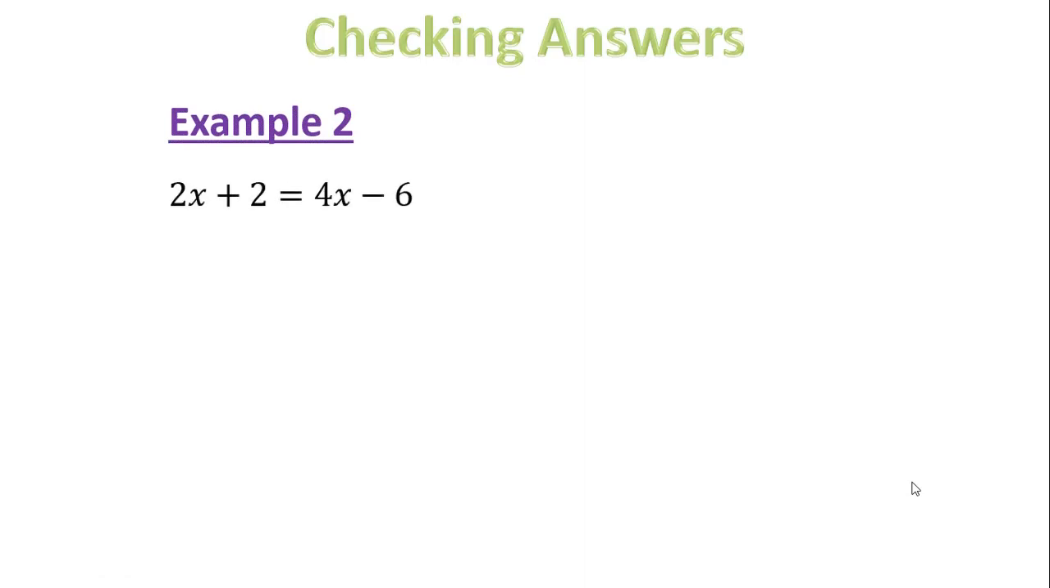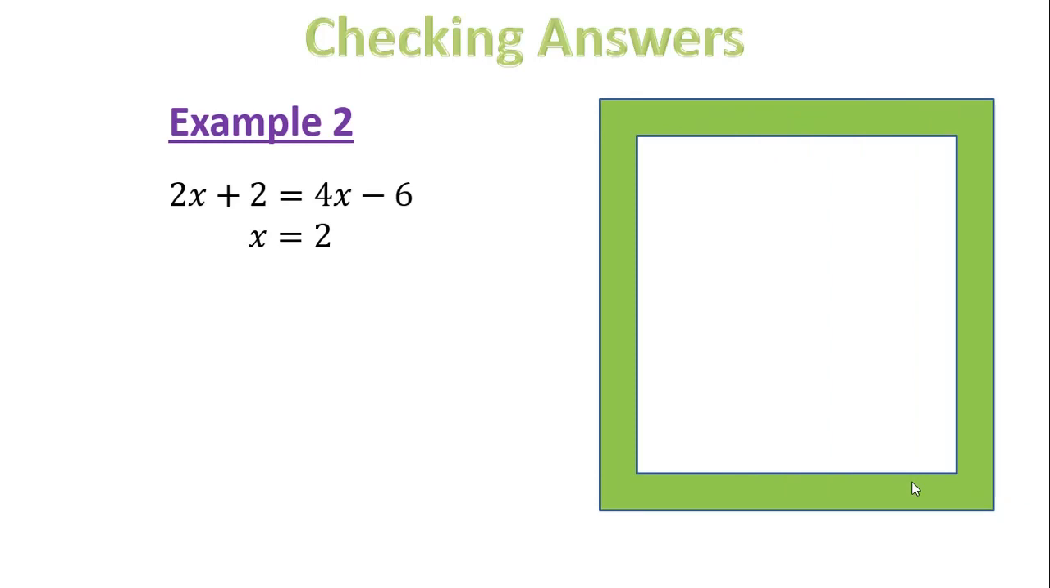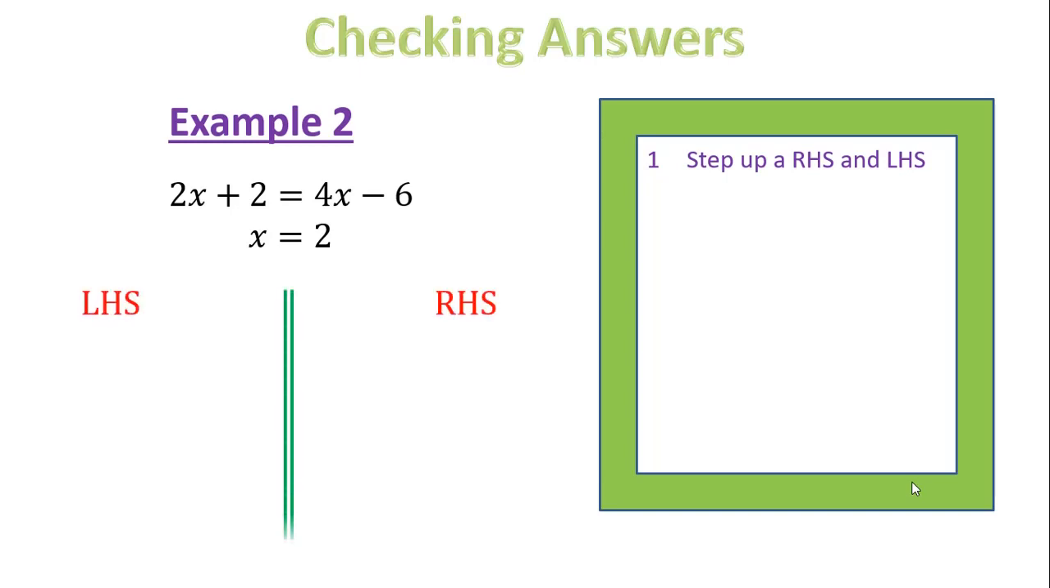Example 2. 2x plus 2 equals 4x minus 6, and I've said x is equal to 2. So, let's check it. Step number 1, set up a right-hand side and left-hand side. And so we set up our left-hand side and our right-hand side. On my left-hand side, I write the left-hand part of the equation. On the right-hand side, I write the right-hand part of the equation.